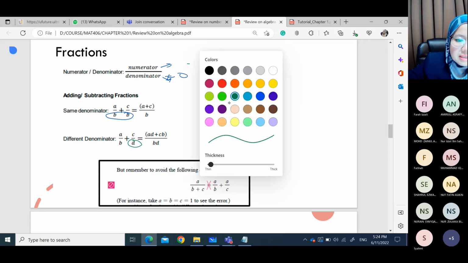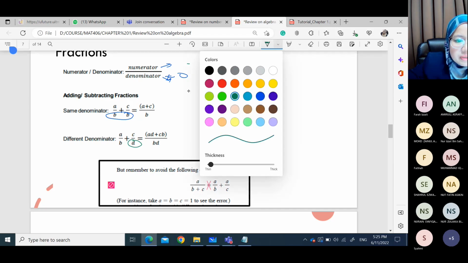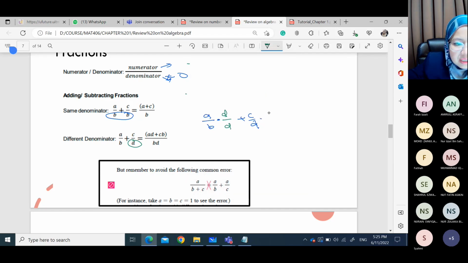And then plus C over D, so times B over B. So we have AD plus CB over B times D, we have BD.